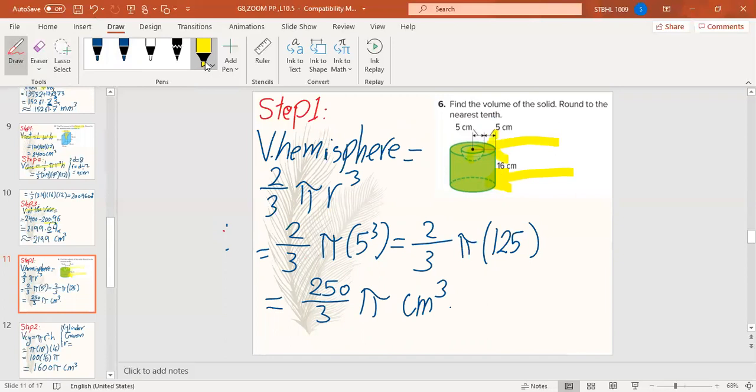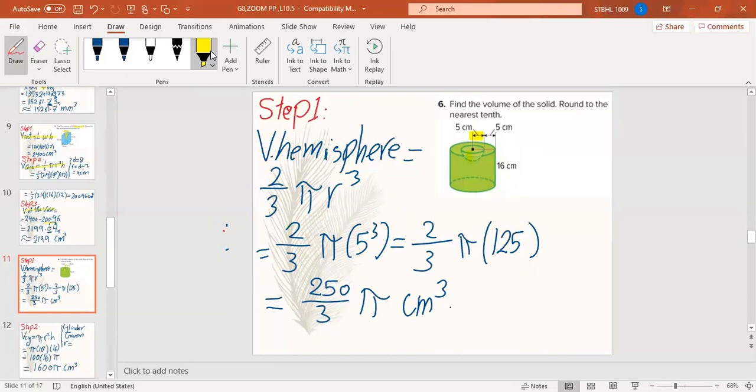And because the hemisphere is inside the cylinder, in this case, we will find the volume of the cylinder, the volume of the hemisphere, and then subtract the volume of the cylinder minus the volume of the hemisphere to find the volume of the solid which is contained between these two solids. Volume of hemisphere depends on the radius, and the radius of the hemisphere here is this part. Only this 5 centimeter.